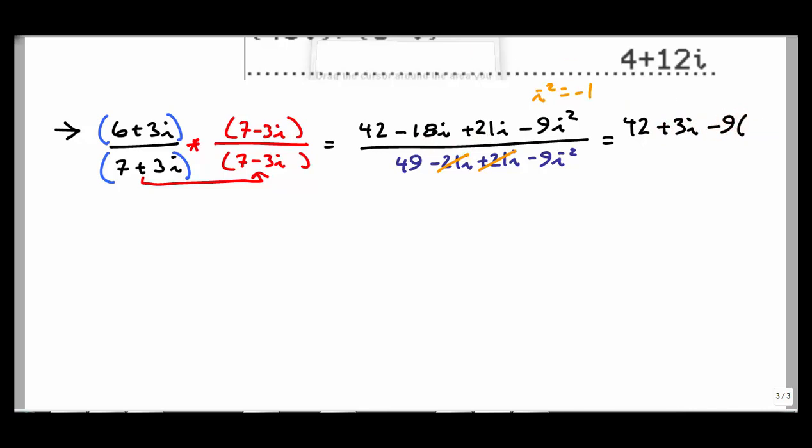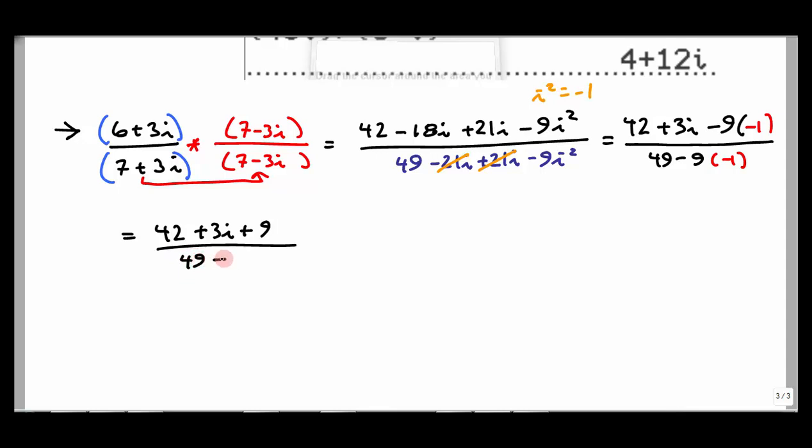Negative 9 times a negative 1, because i squared is that negative 1. So here we have 49 minus 9, i squared is equal to a negative 1. So there's our next step for simplifying. So I have 42 plus 3i. Negative 9 times negative 1 is a positive 9. 49, negative 9 times negative 1 is a positive 9.